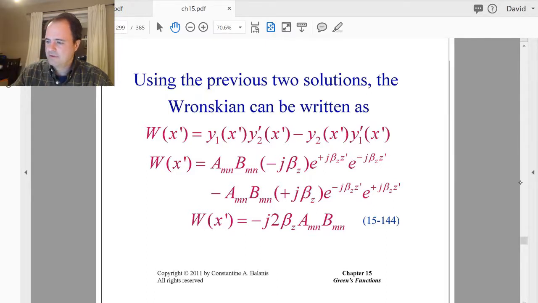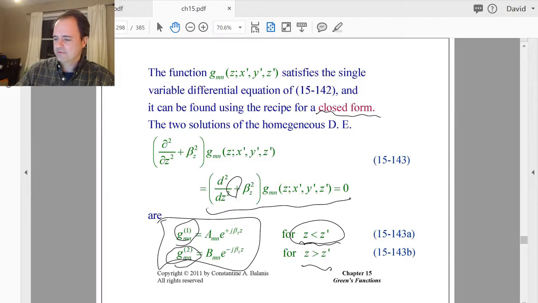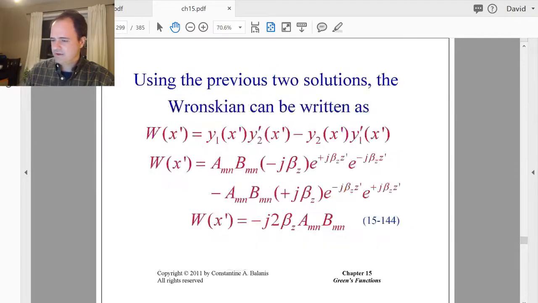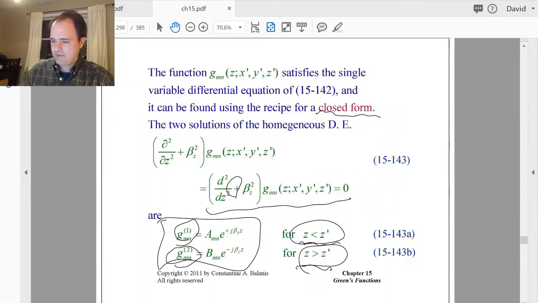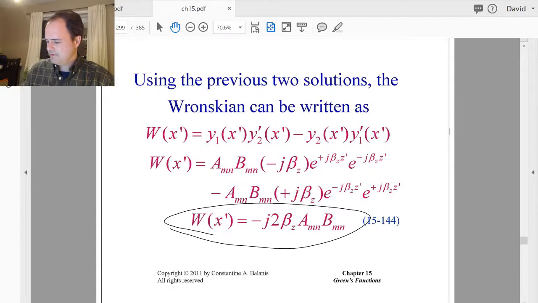And so these are our two solutions, for z less than z prime and z greater than z prime. We're going to find the Wronskian of these two solutions, and so we do that, and this is what we get for the Wronskian.